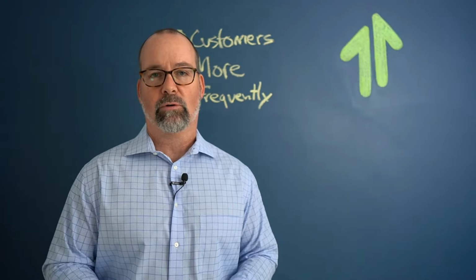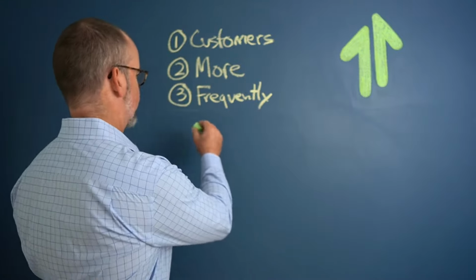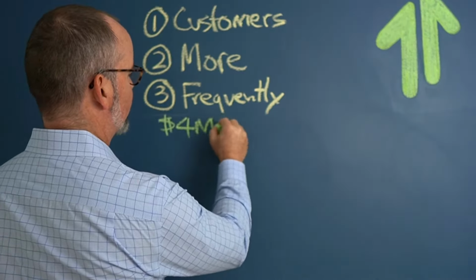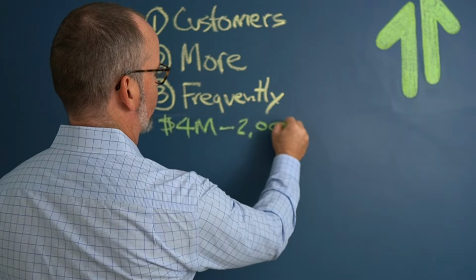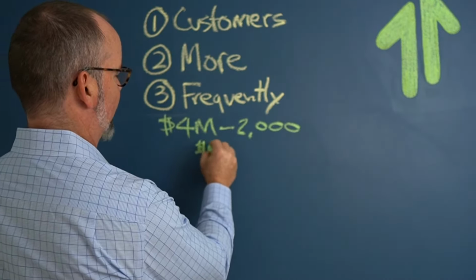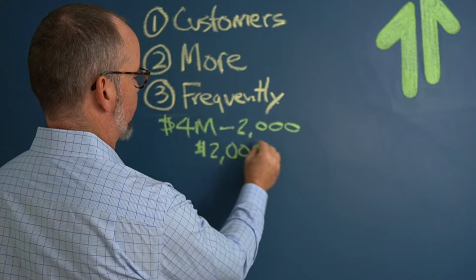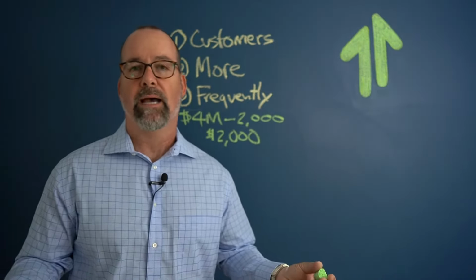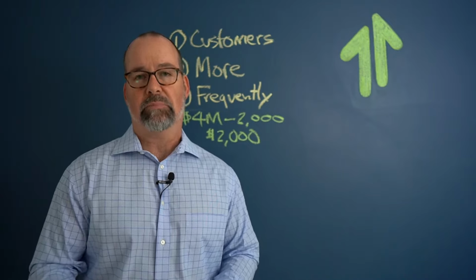So in a previous video, we went through an example where there was a $4 million business that had 2,000 customers. And we determined that the value of one customer on average is $2,000. Okay, simple math. So let's take that out a bit further.